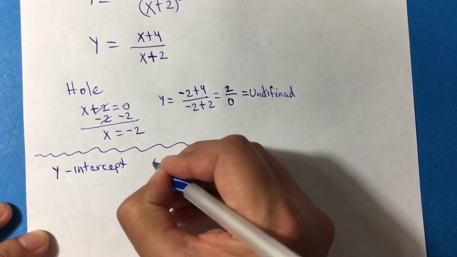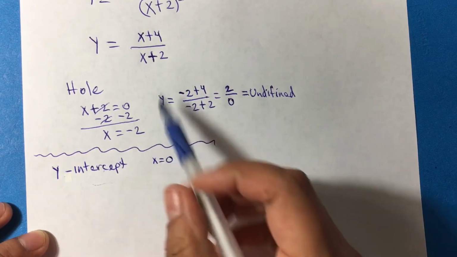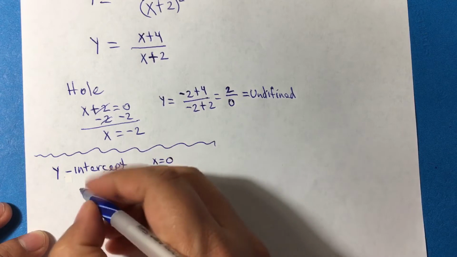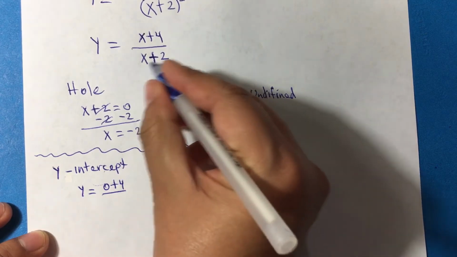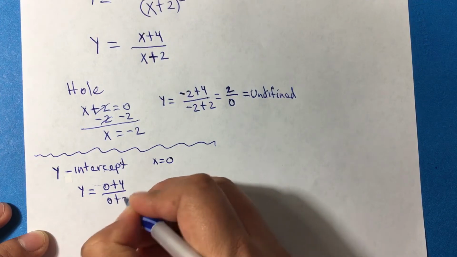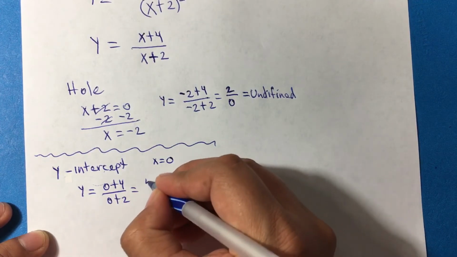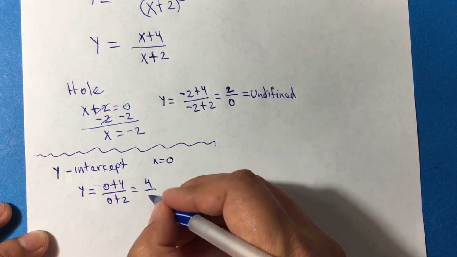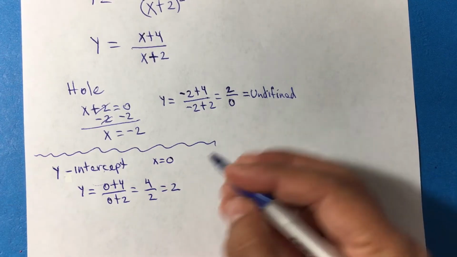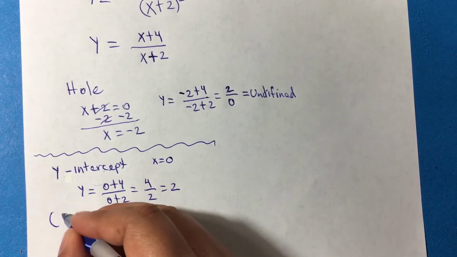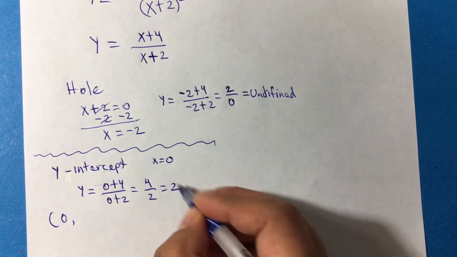For the y-intercept, remember that x equals 0, so we are just going to substitute that by 0. So y is equal to 0 plus 4 divided by 0 plus 2. And 0 plus 4 is 4. 0 plus 2 is 2. And 4 divided by 2 is 2. So for my y-intercept, x equals 0, y equals 2.